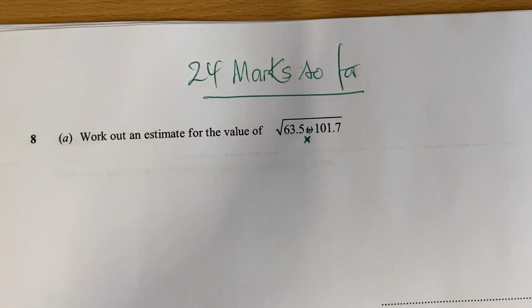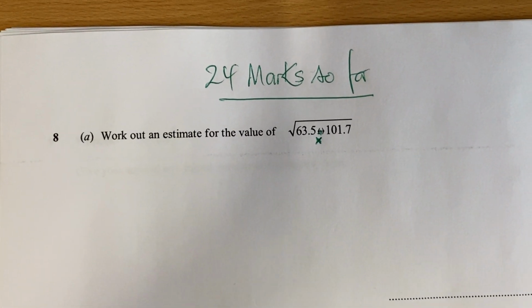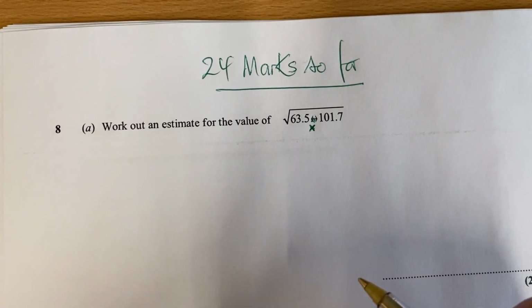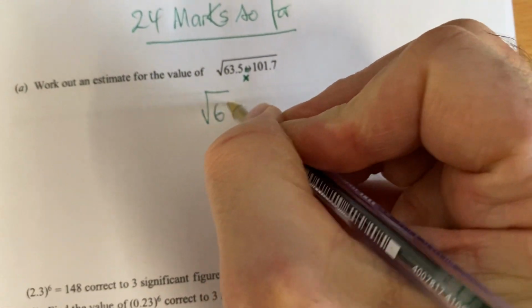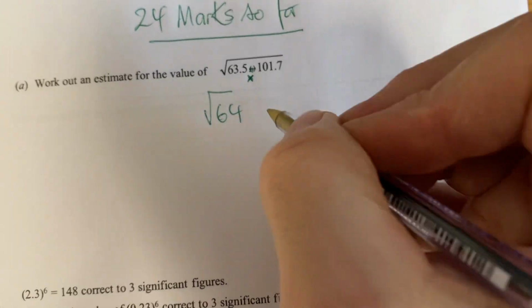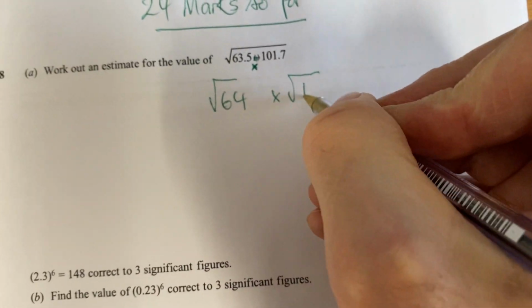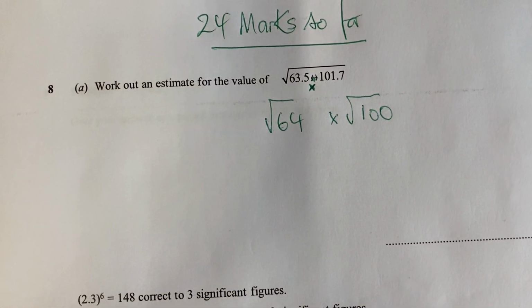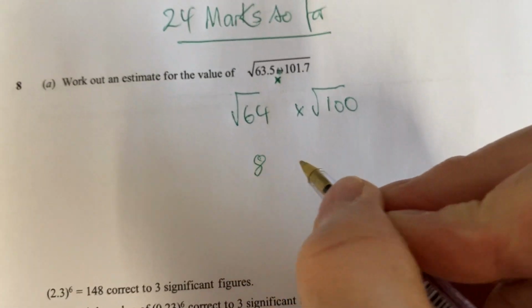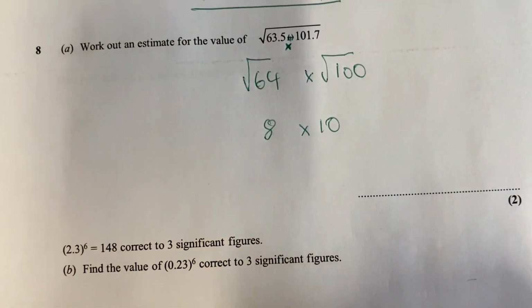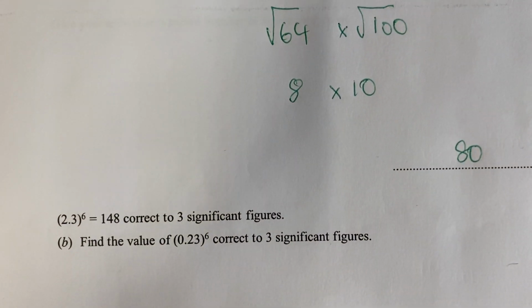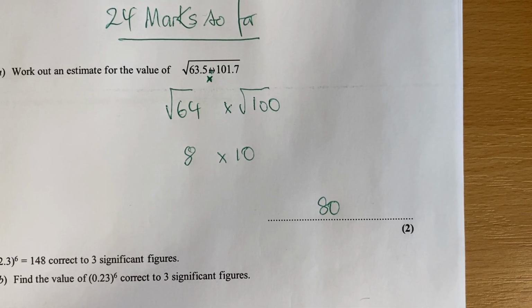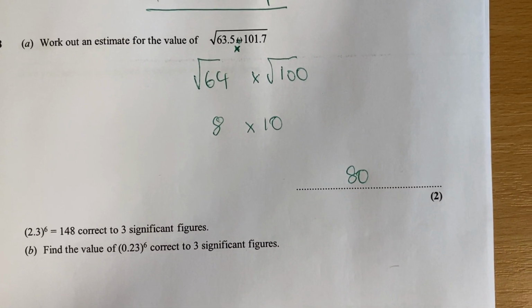Right, lots of ways of working out this. It's an estimate. They don't want an exact answer, just an estimate. A really neat way of doing this is to split this and say, well, that's roughly square root of 64 multiplied by roughly square root of 100. Square root of 64, we know that's 8, and that's 10, so that would be 80. Now the range they allow here is anywhere between 75 and 81.